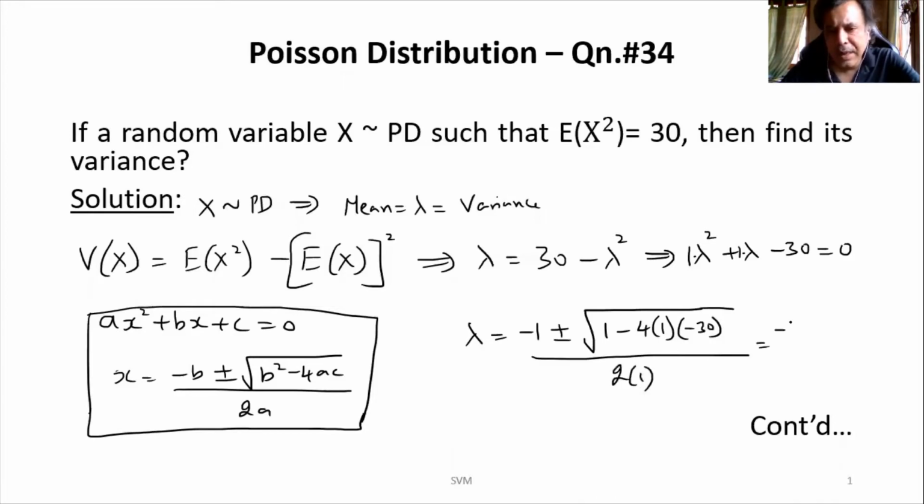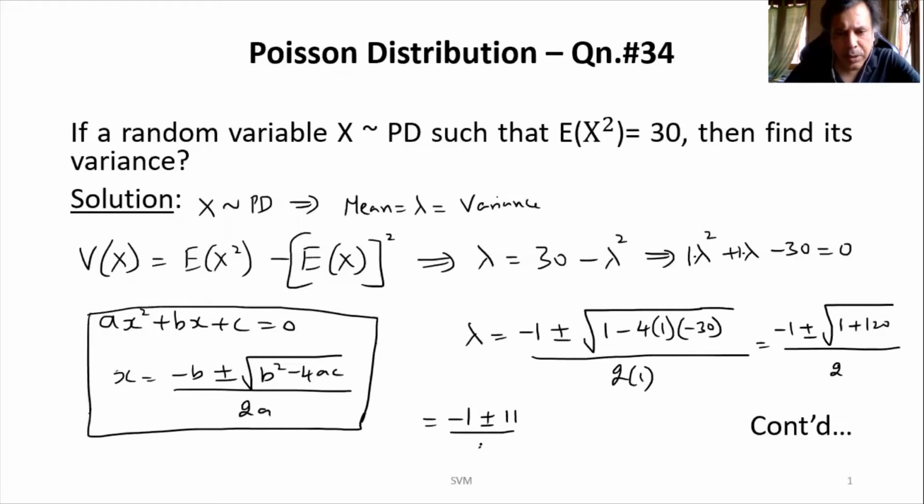So this can be written as: 1, here it is minus, here also it is minus, minus into minus is plus, 4 into 30 is 120. So 1 plus 120 divided by 2. Now this is minus 1 plus or minus square root of 121, which is 11, so I'll write 11 by 2. If I take negative in between, it becomes minus 22 by 2. If I take positive, then it becomes 11 minus 1, which is 10, 10 by 2. So this can be either minus 11 or 5.